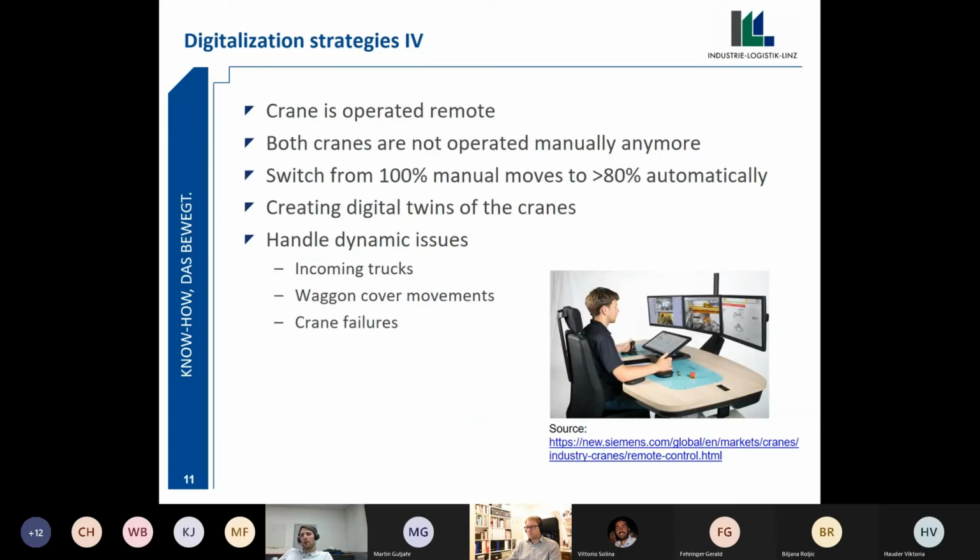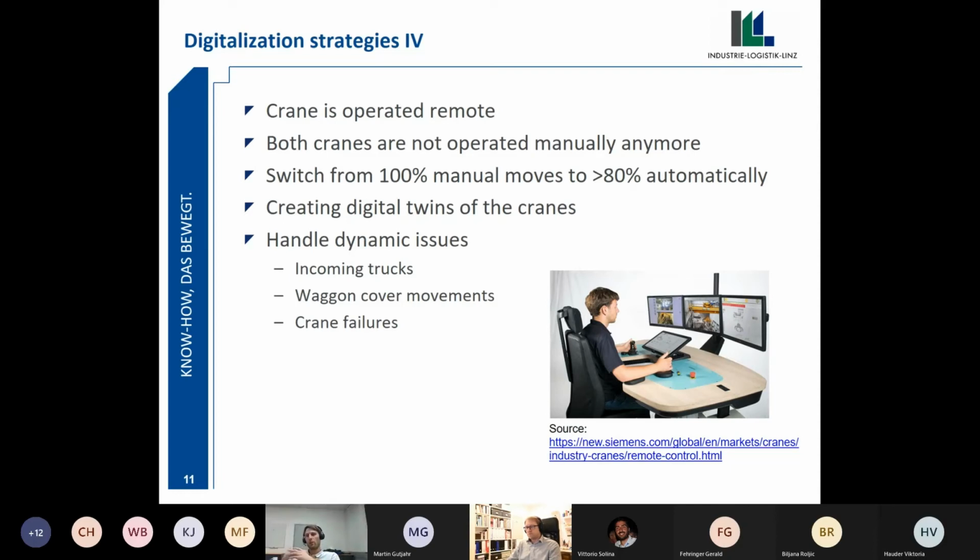The last slide of the digitalization strategies is that we want to operate the crane remotely. Therefore, we have to make some legal improvements so that we are allowed to do that. Both cranes should not be operated manually anymore. So we want to switch from 100% manual movement to up to 80% automatic.